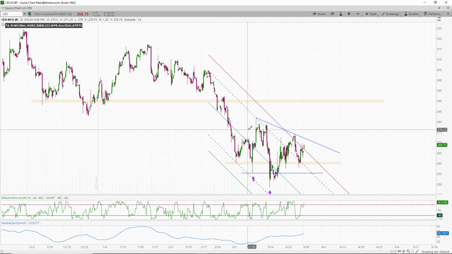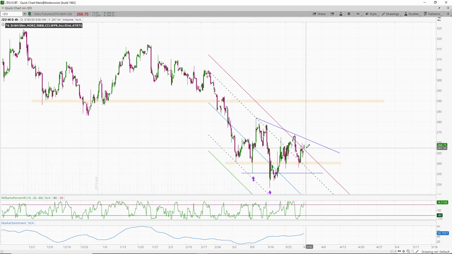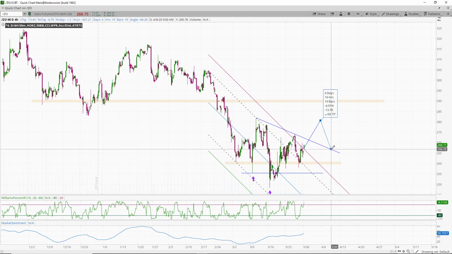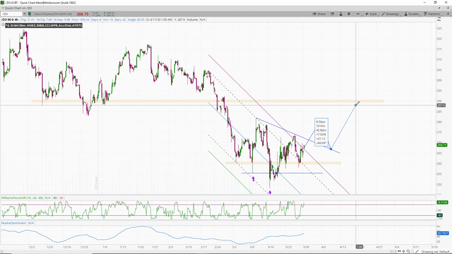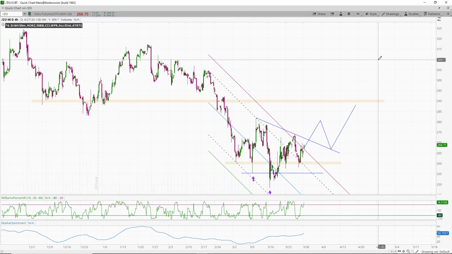Is OATS going to run this week? Does this look like an accumulating pattern? I think so. I'd like to see this break up, break out, and away we go. I think OATS can run.